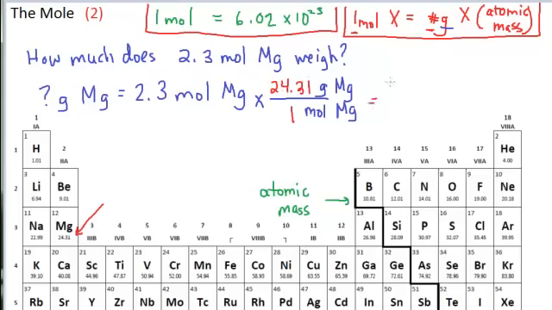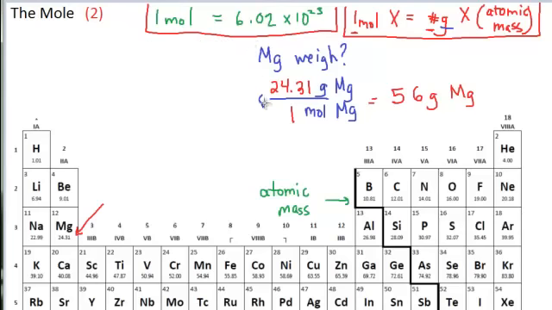I punch this into my calculator. I'd punch 2.3 times 24.31. I would round my answer to 2 sig figs. This number has 4 sig figs, this number has 2 sig figs. So I would round my answer to 56 grams of magnesium. So if I know how many moles, I can calculate how many grams by setting up the problem in this fashion. Alright, we can also go backwards.